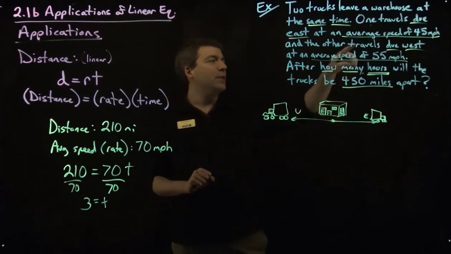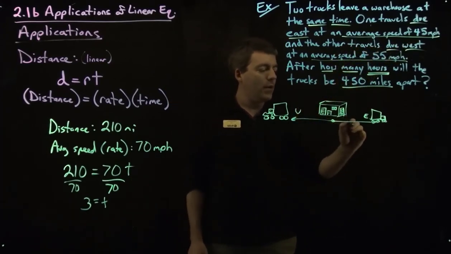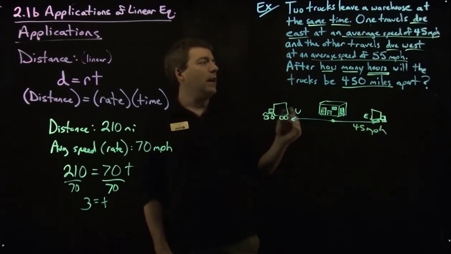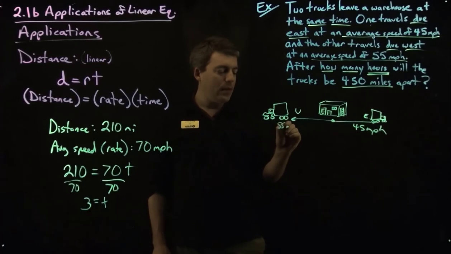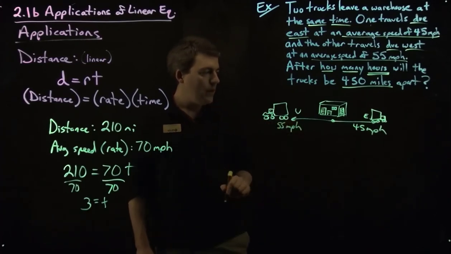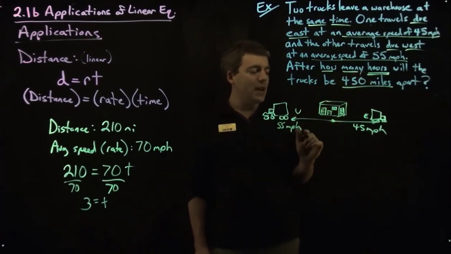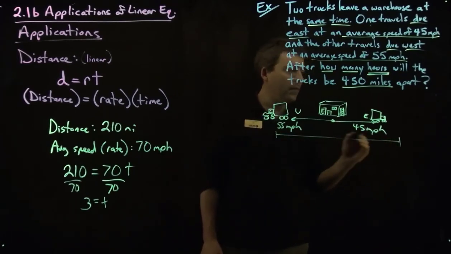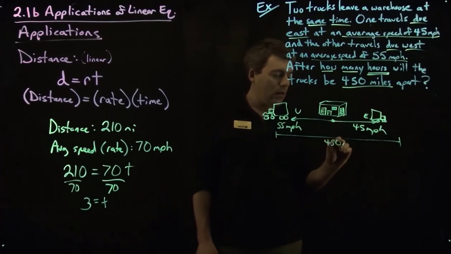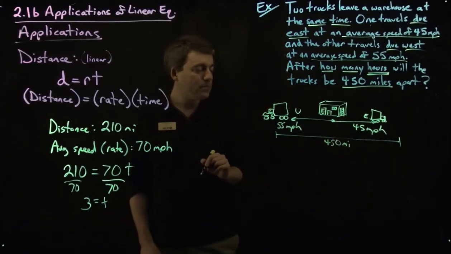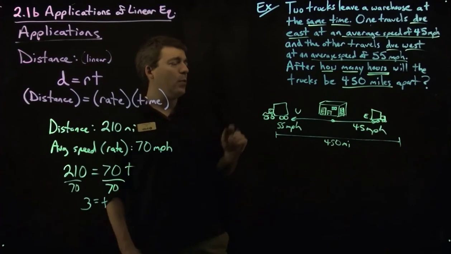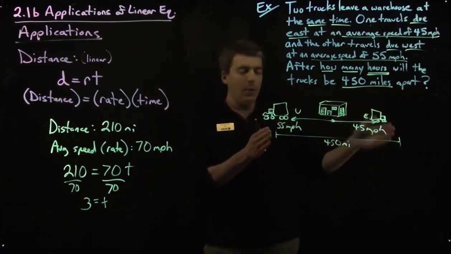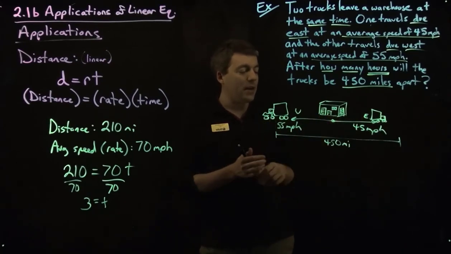Okay, one's going east at a speed of 45 miles per hour. The other truck goes at a speed of 55 miles per hour. And we're interested in the time it takes for them to be, throw that on here as well, 450 miles apart. Okay, so what we want is the distance to be 450, and we want the time it takes for these trucks to get there.